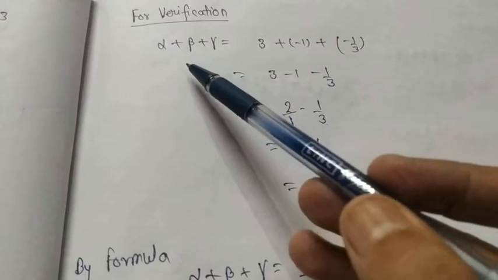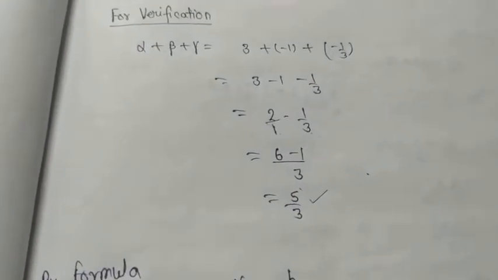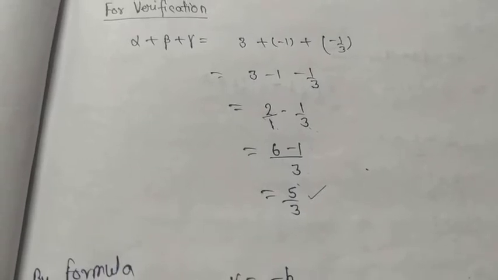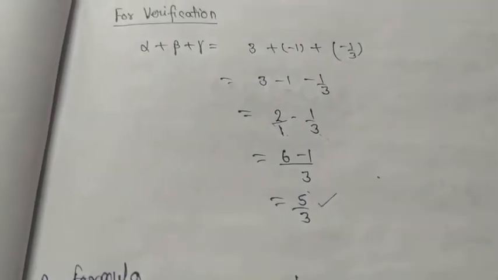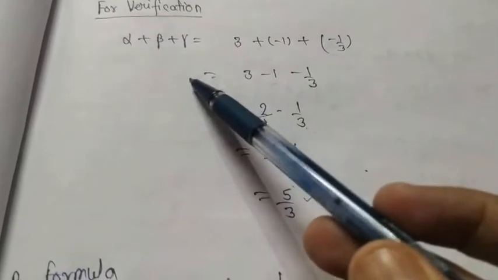So first we know the sum of the zeros, that is alpha plus beta plus gamma. So what you do, you will calculate these values. Okay, alpha plus beta plus gamma. And how will you calculate? You will just put the values of alpha, beta, gamma.